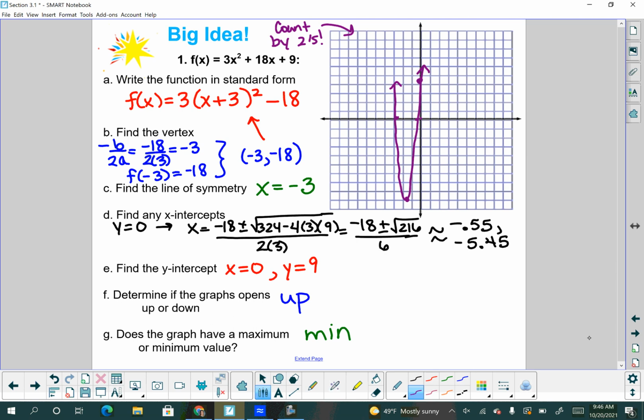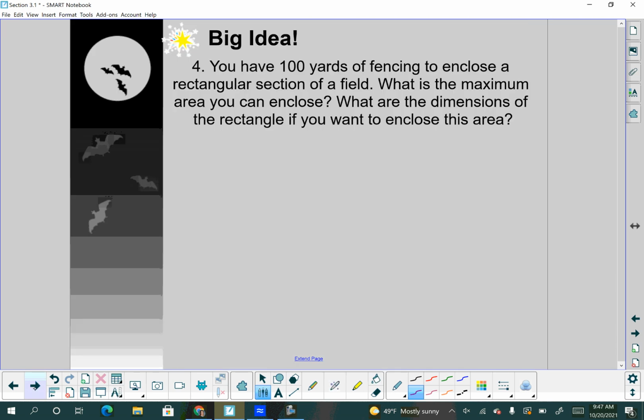So let's do those last couple word problems on the back of your big idea worksheet. That's going to wrap up our lesson. All right, so just a little practice here. First problem says you have 100 yards of fencing to enclose a rectangular section of a field. What is the maximum area you can enclose, and what are the dimensions of the rectangle if you want to enclose this area? So some of your Math Excel problems are going to talk about fencing and perimeter and enclosing, so I thought it would be good to practice one of these.